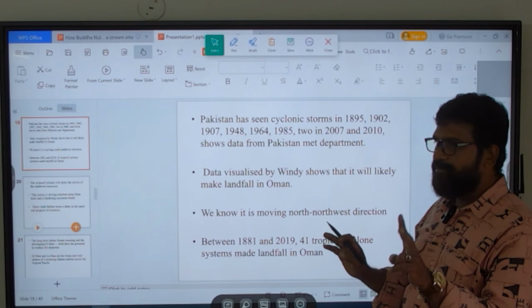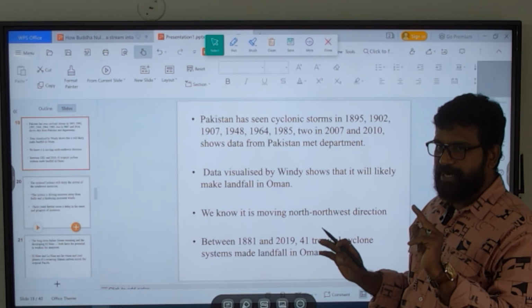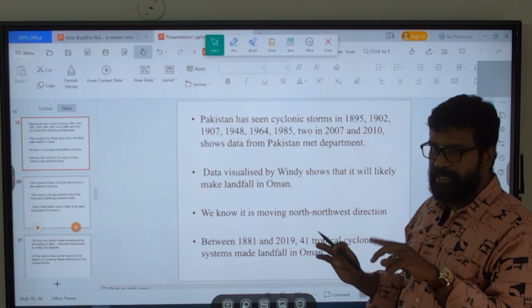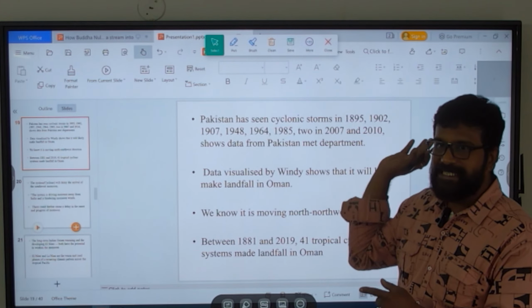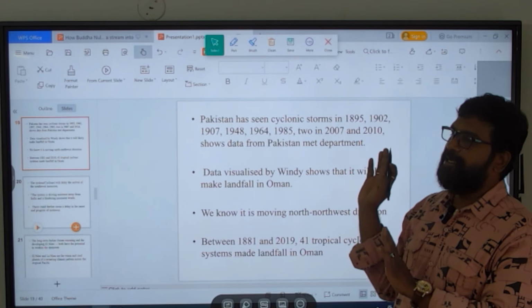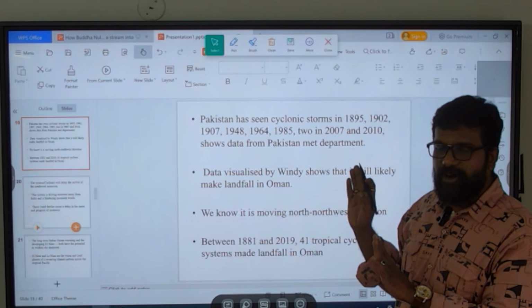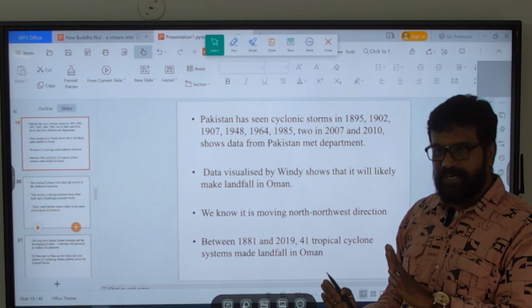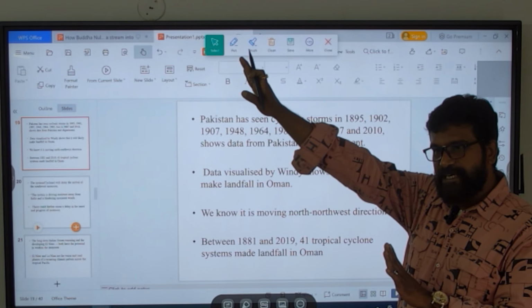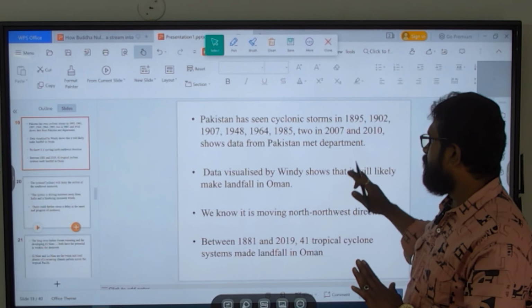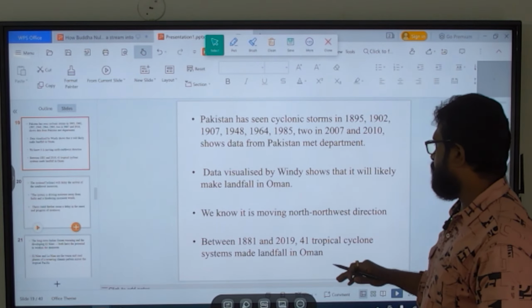You know that we have tropical cyclones and temperate cyclones. A tropical cyclone always hits the eastern side of the continent. Sorry, I said that wrongly: a tropical cyclone hits the eastern side of the continent, and a temperate cyclone hits the western side of the continent. So we have Oman and all, right?